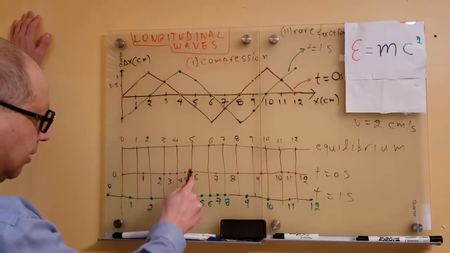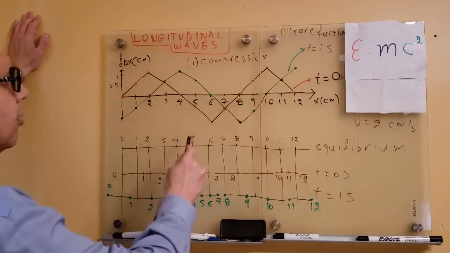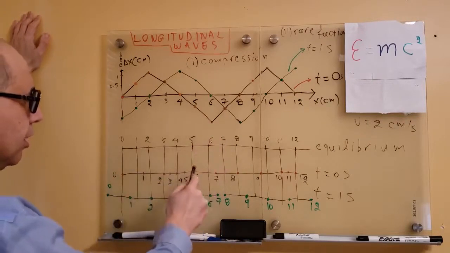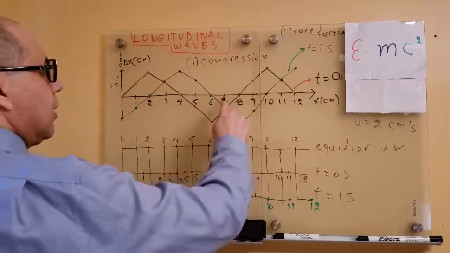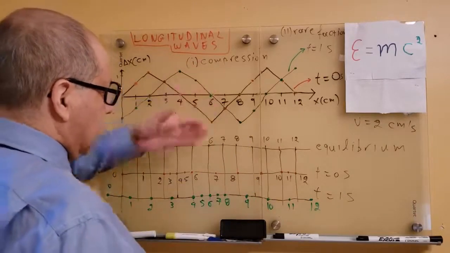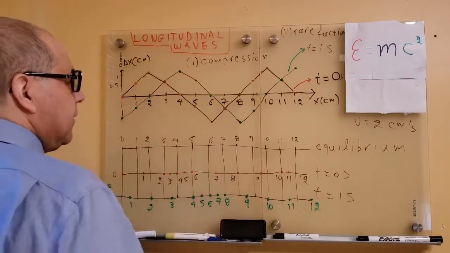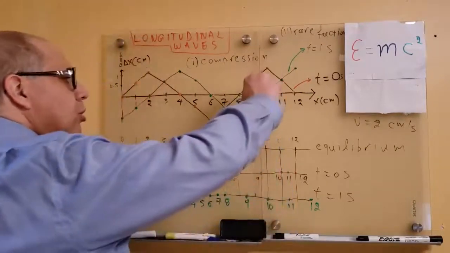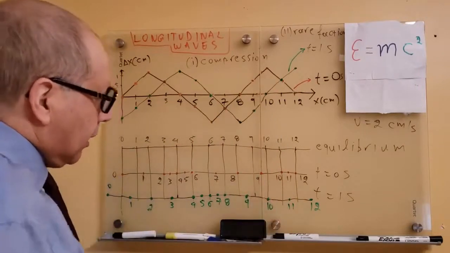So particle 5 is right here. Particle 6 is at a maximum to the negative, so it should be here. Particle 7 is at 0.5 to the negative, so from its position of equilibrium it should be here. Particle 8 is at the position of equilibrium. Particle 9 goes up again, so from its position of equilibrium, here is where 9 is.